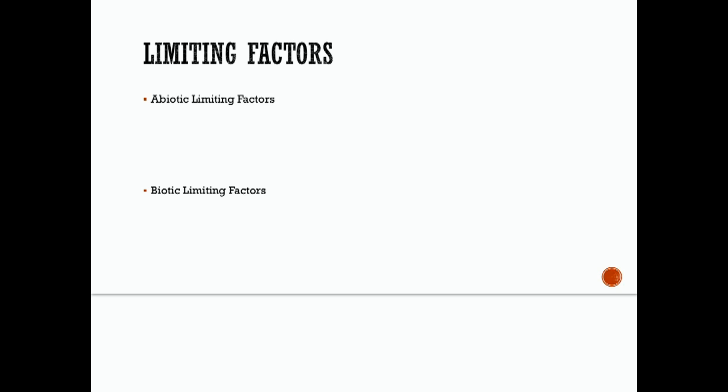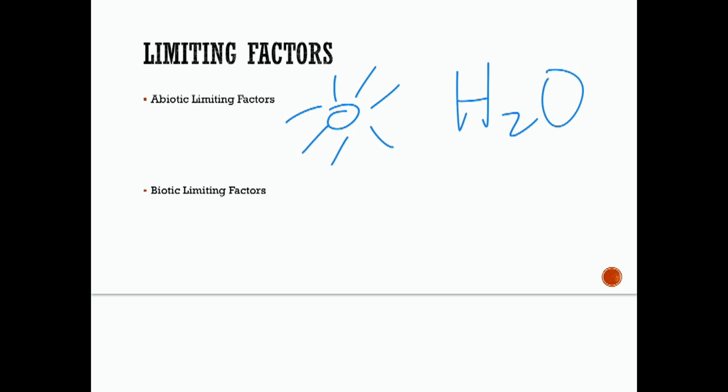All right, abiotic limiting factors might be, so abiotic is non-living things that could limit a population's growth. Maybe the availability of sunlight, of light. Okay, maybe that limits a population's growth. Maybe there's not enough sunlight. Or water, H2O. Maybe there's not enough water to support that many species. Okay, so those are both non-living abiotic limiting factors.